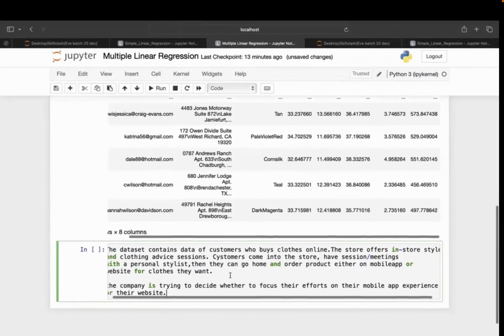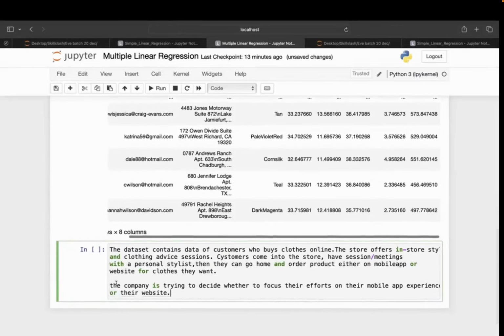Okay. So the point here is, what is the business question? Let's say the client's concern is where to put more effort, either on the mobile application or on their website, because they have a low budget. They want to spend on only one of these. So which one are we going to suggest they invest in? That is the question. Okay.